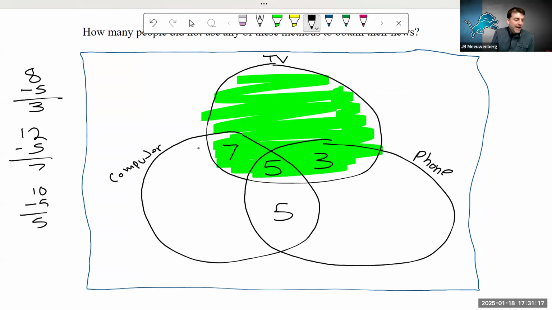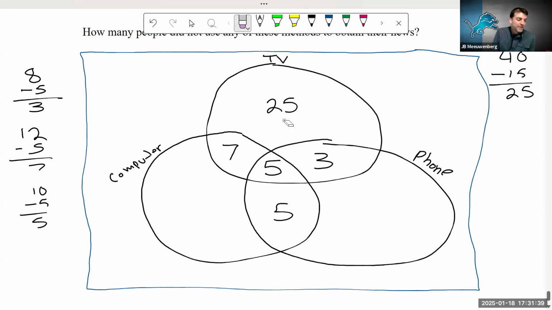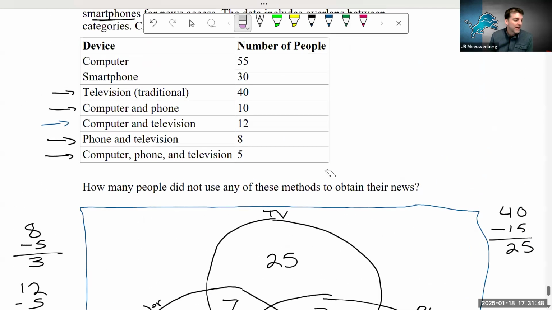Well, we already have some in there. So if we take 40 and we subtract, what is 7 plus 5 plus 3? 15. We already have 15 down here. 40 minus 15 leaves us with 25. So we know that 25 people exist up here. They use the TV, but not the computer and the phone. That's what that means.